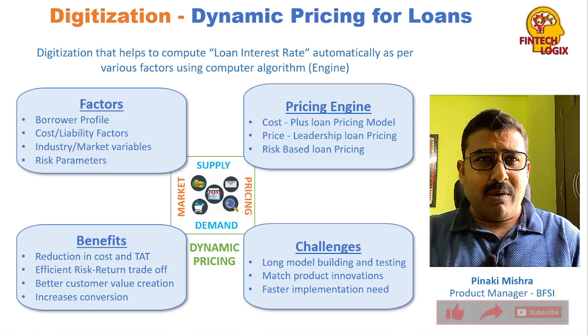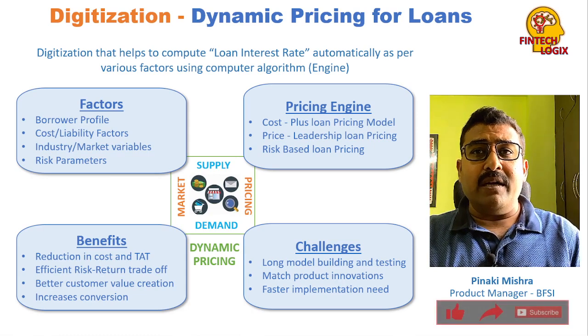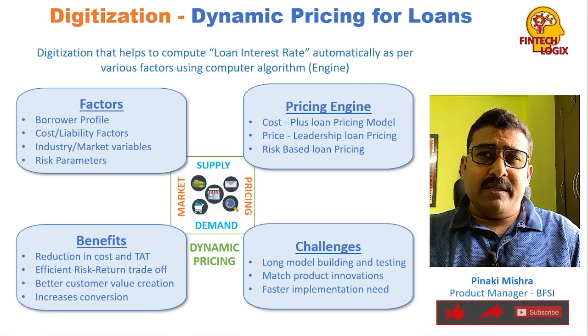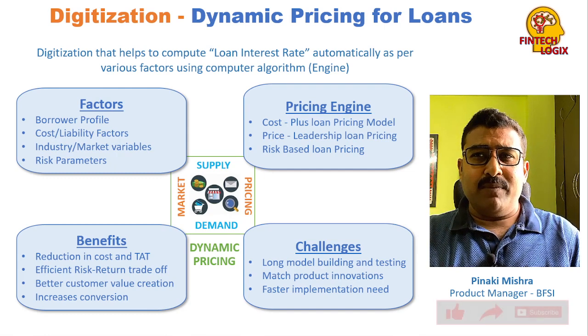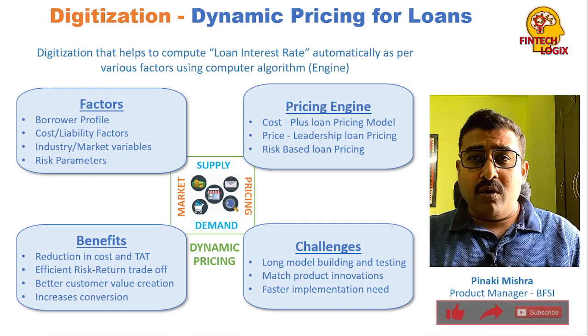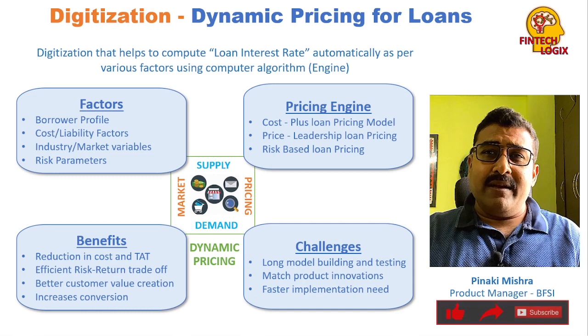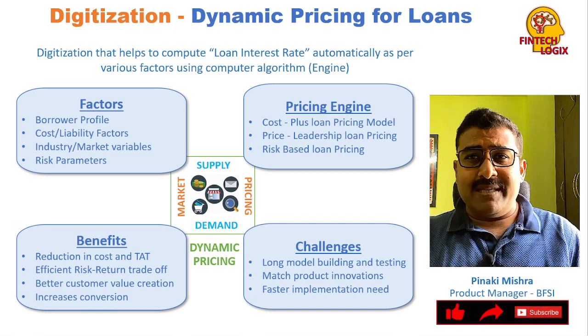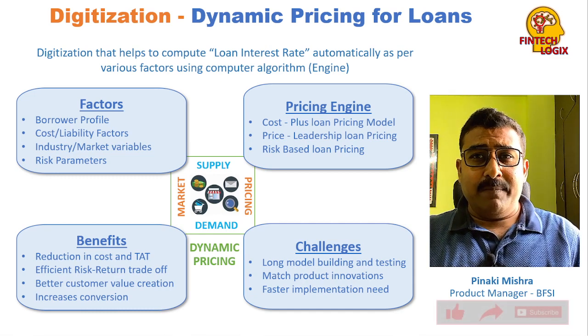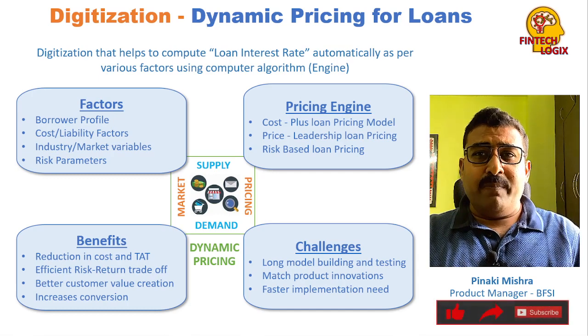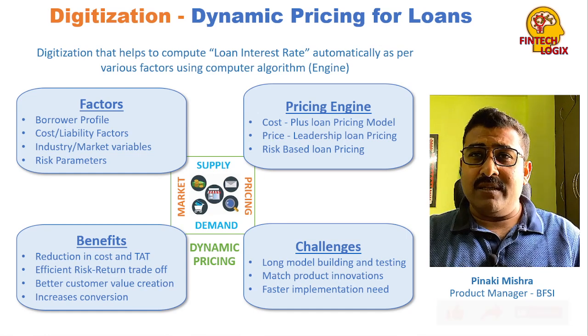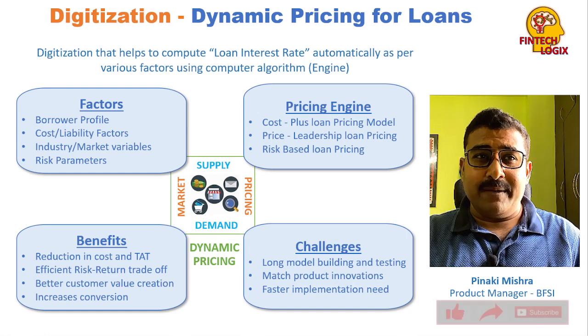The third thing is industry and market variables. So at a certain point of time, while calculating this pricing, how is the scenario? Is the economic scenario good or bad? Let's say I'm giving loans to the MSME sector, is there a raw material crisis going on? Is there a demand crisis going on? So based on that also, a decision is made on pricing.